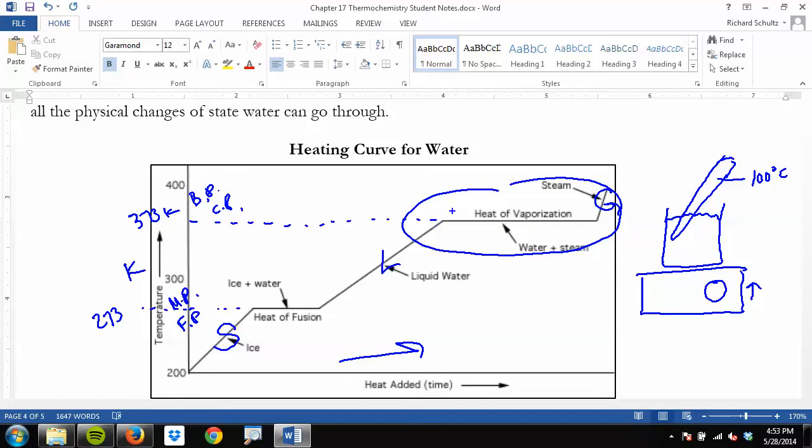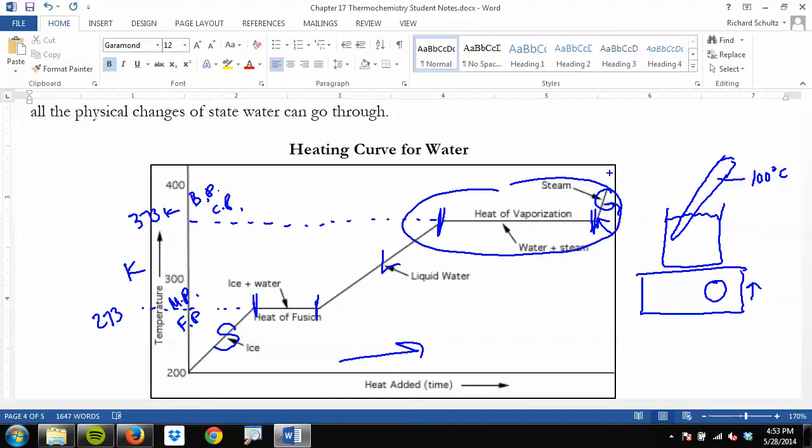Notice this doesn't increase here, but there is energy, or heat, a form of energy, added to the system over time. So you can see this line right here is a little bit longer than the line here. This means it requires more heat or energy to completely change all of my liquid water to a gas. Notice the temperature doesn't increase until I get to this point right here, and that's when all the molecules have changed from the liquid state to the gaseous state.